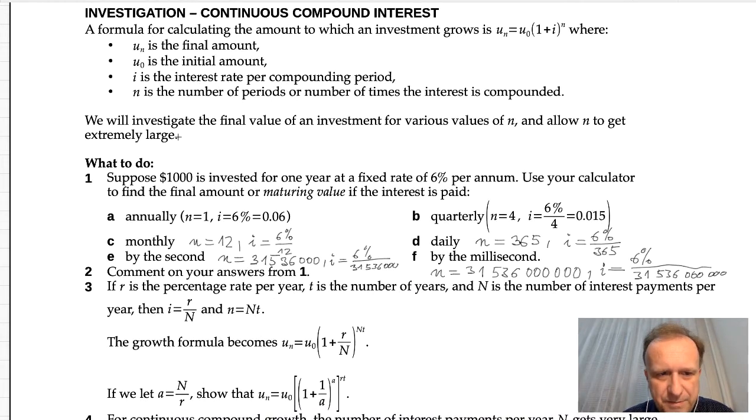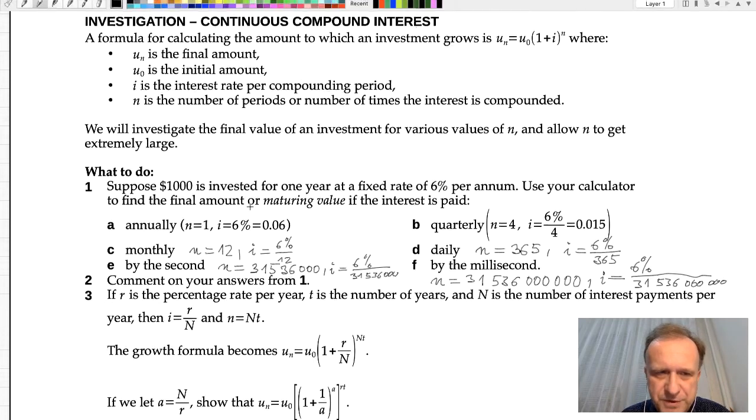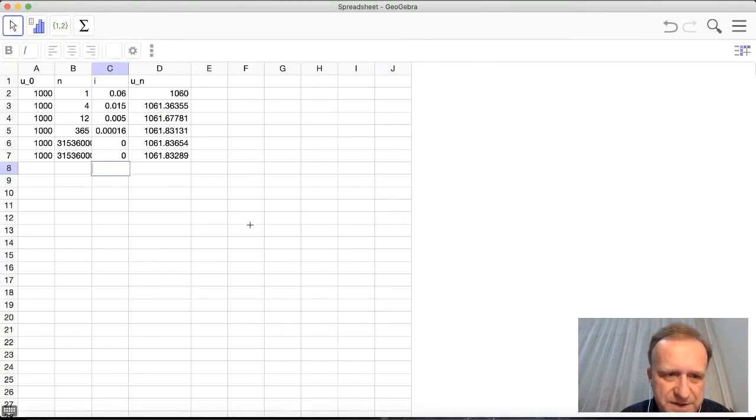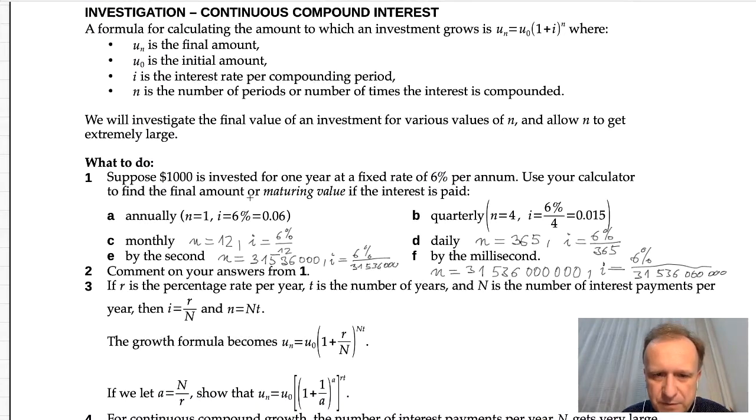So now in part 2 of what to do, we should comment on our answers from part 1. What we saw was the following. We saw that as we increased the number of times we compound the interest, the final amount increased, but it didn't increase equally. It increased in such a way that it approached a value. It approached a value of $1,061.83 and something. Okay, this was the value approached.